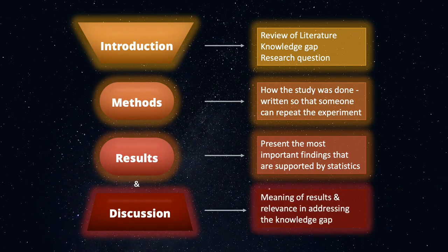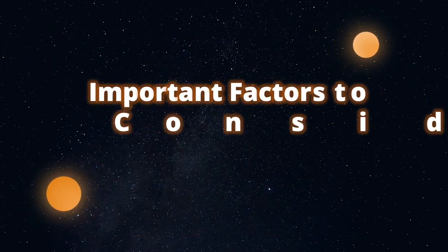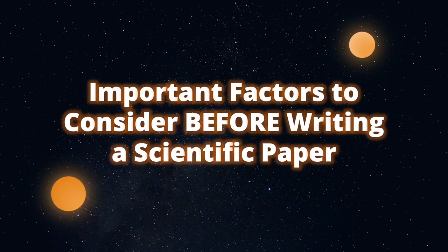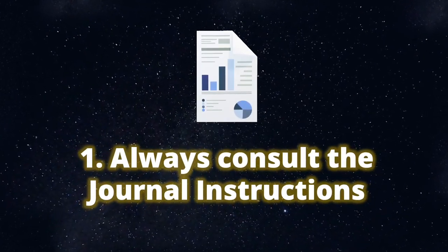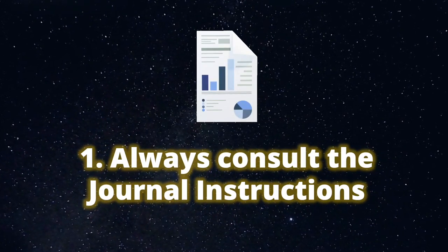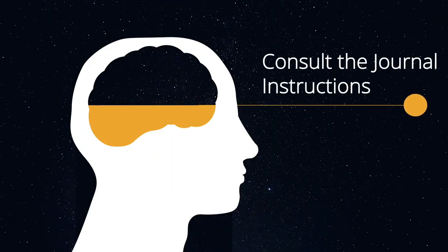And lastly, in the discussion section, you explain the meaning and significance of your results and their relevance in addressing the knowledge gap. Now we will look at important factors to consider before writing a scientific paper. Firstly, always consult the journal instructions to the author. Due to the highly variable structure of a scientific paper, it is always important to consult the journal instructions to the author before starting to write your manuscript.